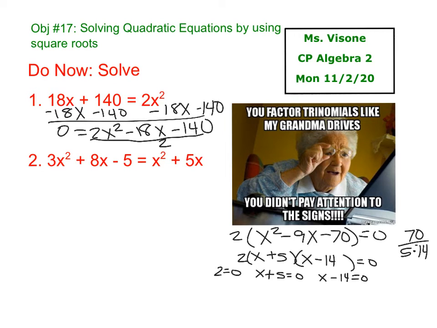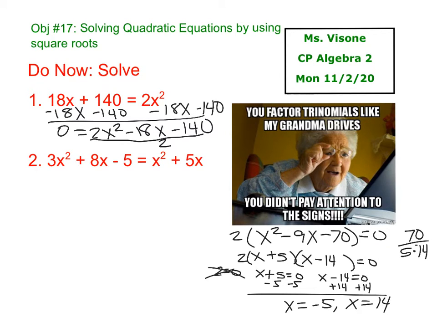Can 2 equal 0 though? No. So whenever there's a constant out front, you can just ignore it. So minus 5 on both sides, and plus 14 on both sides. So I get x equals negative 5 and x equals positive 14. And those are my answers. Done. All right, number 2, again, we have to get 0 on one side.